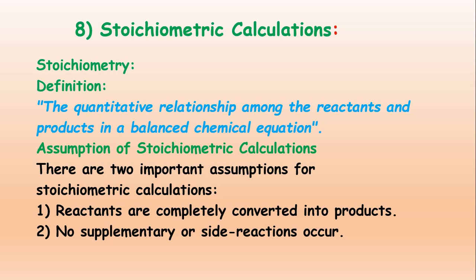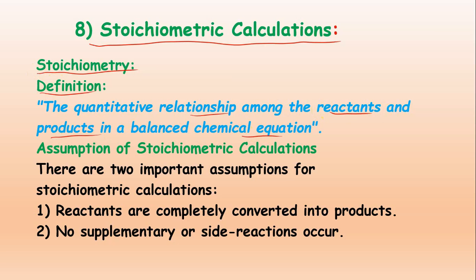This is Abdul Ghaffar Abbasi here to conduct chemistry class of HSC Part I, Chapter number 1, Introduction to Fundamental Concepts of the Chemistry. So today we will discuss a very important topic, that is stoichiometric calculation. So first of all, what do you mean by stoichiometry? Definition: the quantitative relationship among the reactants and the products in a balanced equation is called stoichiometry.